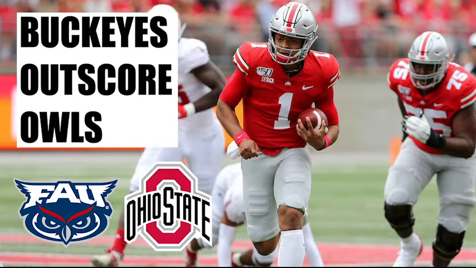J.K. Dobbins was their leading rusher. He had 21 carries for 91 yards and 1 touchdown. Chris Olave was their leading receiver. He had 5 receptions for 68 yards and 1 touchdown. They had 237 total rushing yards and 469 total yards of offense.